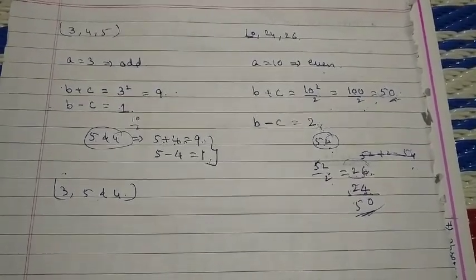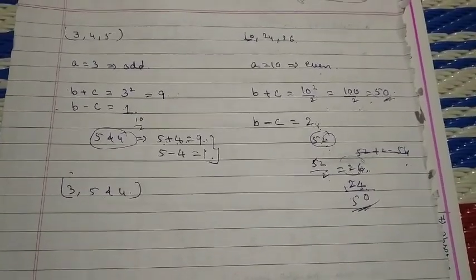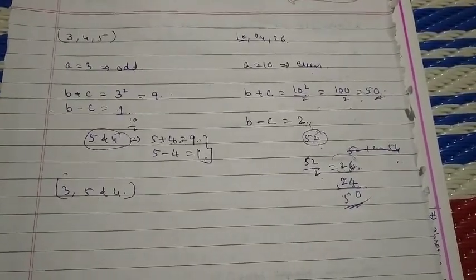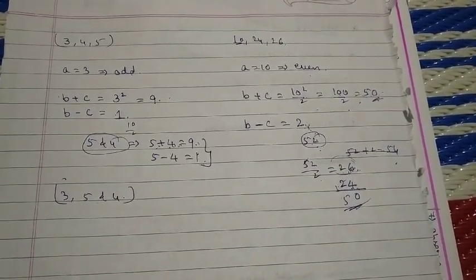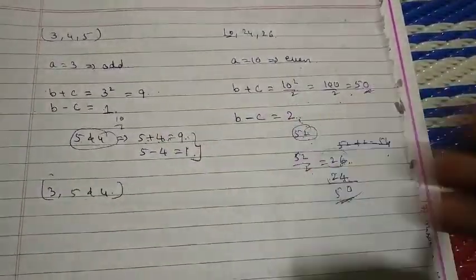This is how we need to find out, if one number is given, whether it is a Pythagorean triplet or not. Either you can go with the previous method which I have shown, or you can follow this method also.